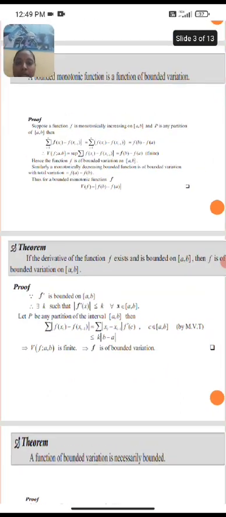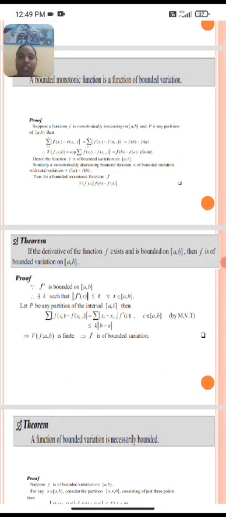The next theorem: if the derivative of the function f exists and is bounded on [a, b], then f is of bounded variation on [a, b]. First, the theorem is given that the derivative of function f exists. We have to prove that f is of bounded variation on [a, b]. Since the derivative f' exists, f' is bounded on [a, b]. There exists a k such that modulus of f'(x) is less than k for all x belonging to [a, b], which is the definition of boundedness.